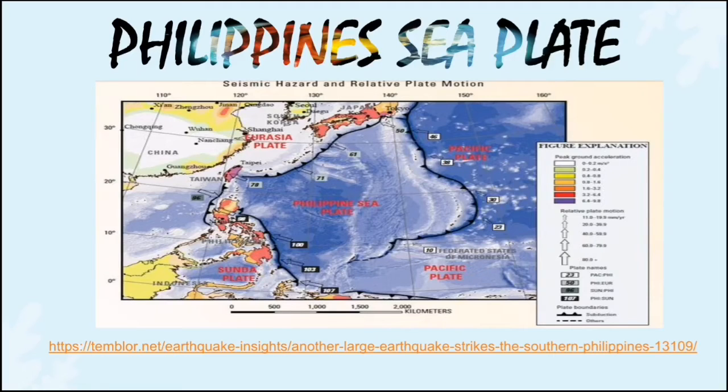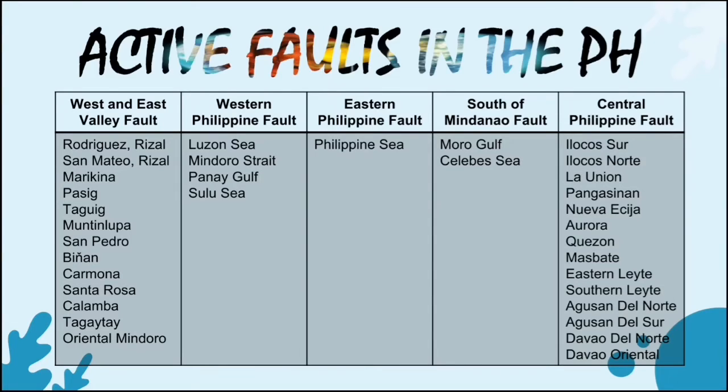So since the Philippines is situated close to the subduction zone, it was created by the boundary between the Philippine plate and the Eurasian plate. So this boundary now resulted in a number of active faults in the Philippines. So the Philippines now is known to be a place that has active fault lines. So let's try to look at this data.